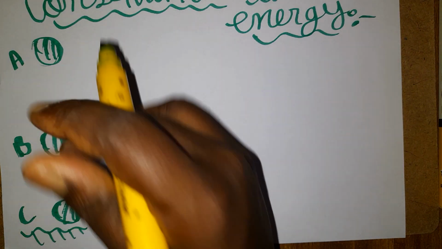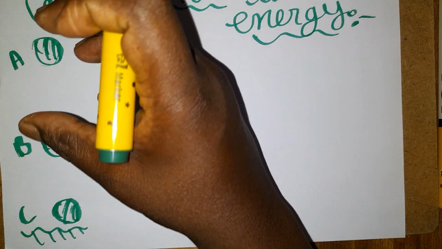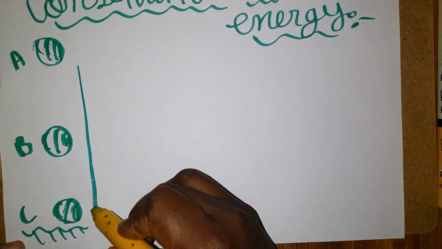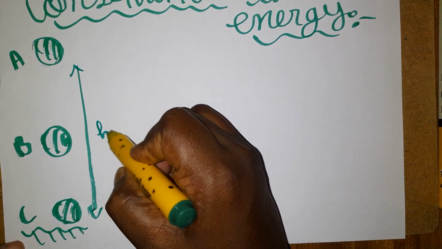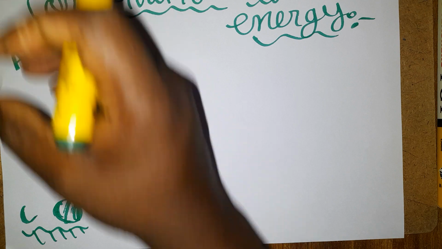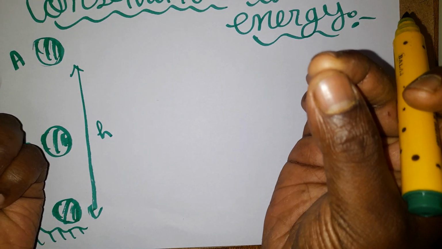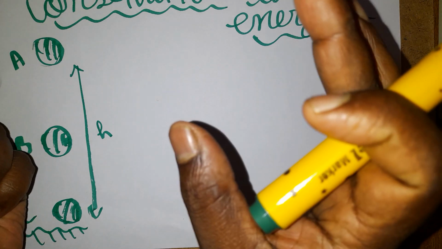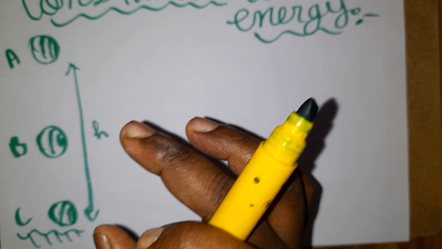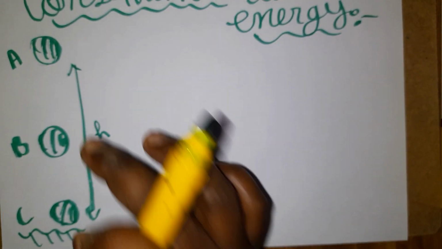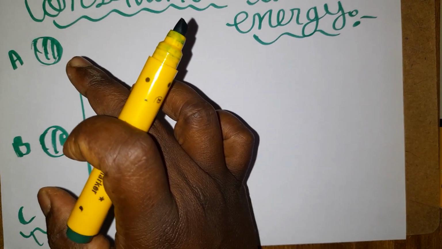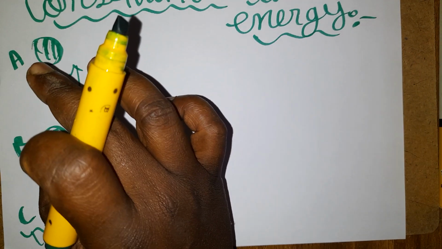Imagine one ball at some height. If you leave it, the ball will come down. Like a rubber band: if you stretch the rubber band, it has potential energy. If you leave it, it will come back to the original position. Potential energy is going to convert into kinetic energy. At a point, the potential energy is maximum.